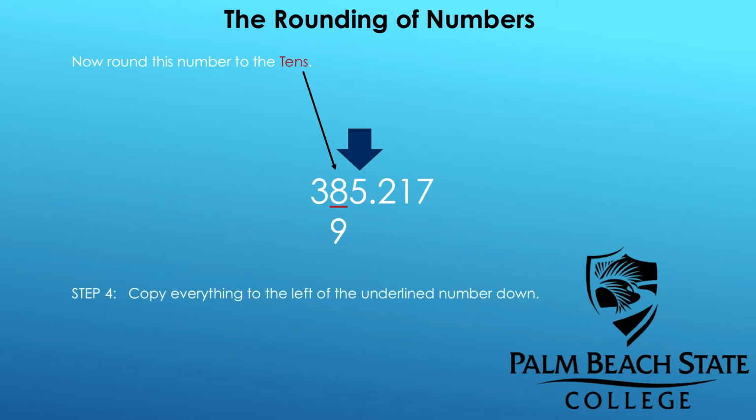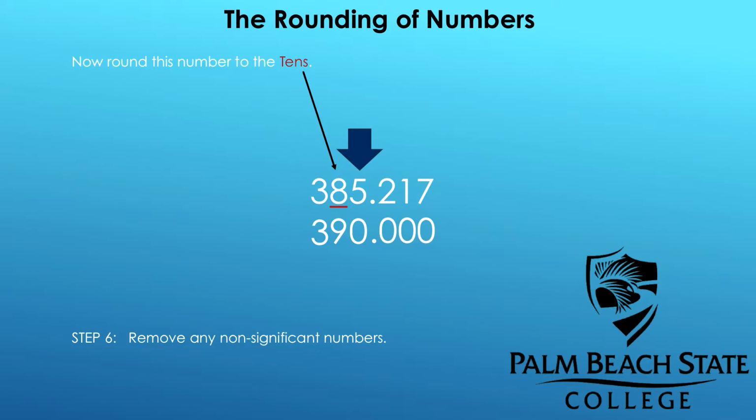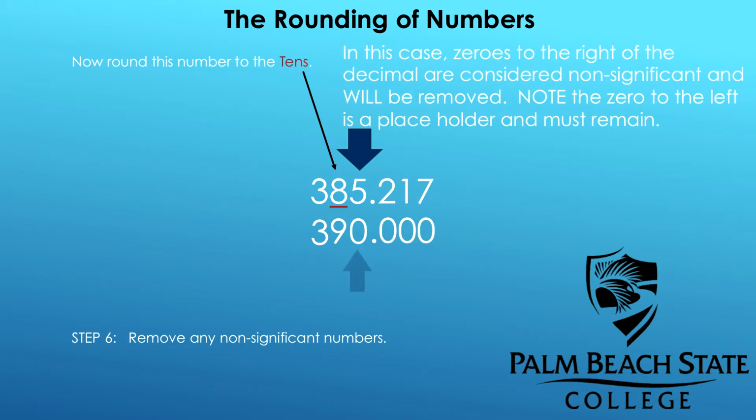Step 4, we copy everything to the left of the underlined number down untouched. Step 5, we turn everything to the right of the underlined number to a 0. In step 6, we remove any non-significant numbers. Now, in this case, the zeros to the right of the decimal are non-significant and will be removed. But note that the 0 that's to the left of the decimal is a placeholder, and that one must remain. So our correct answer is 390.